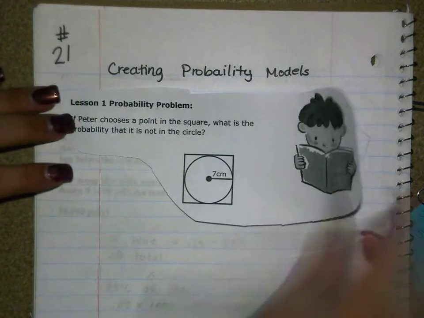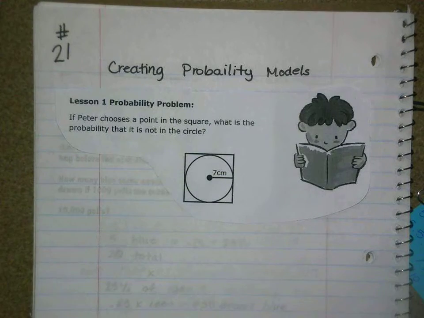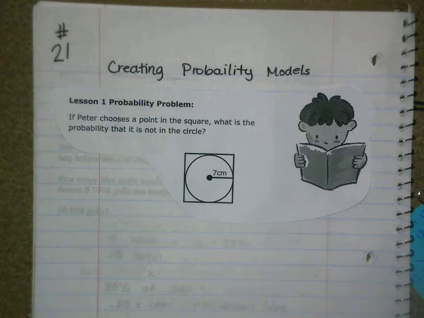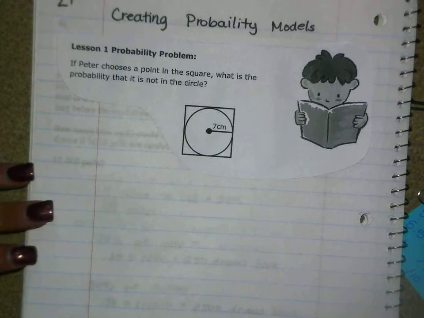so that you know exactly what we're doing. So, this is our probability problem. If Peter chooses a point in the square, what is the probability that it is not in the circle?